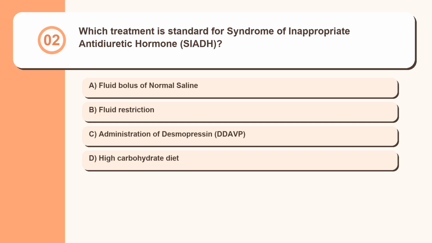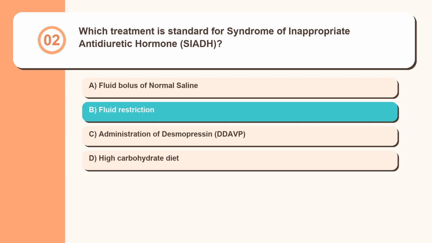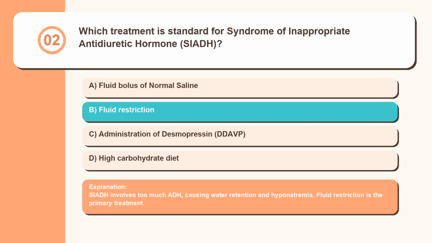Question 2. Which treatment is standard for syndrome of inappropriate antidiuretic hormone, SIADH? Fluid bolus of normal saline, fluid restriction, administration of desmopressin, DDAVP, high carbohydrate diet. SIADH involves too much ADH, causing water retention and hyponatremia. Fluid restriction is the primary treatment.